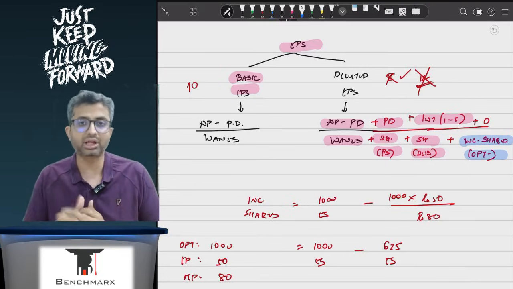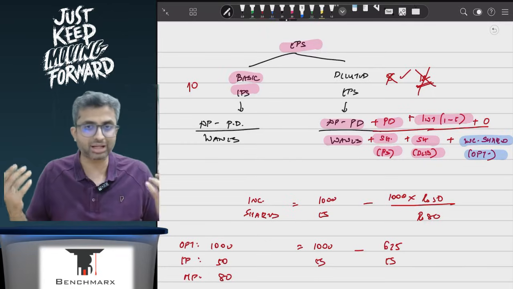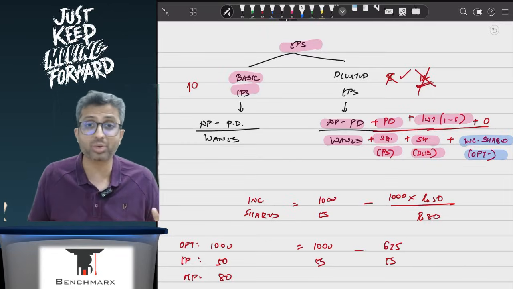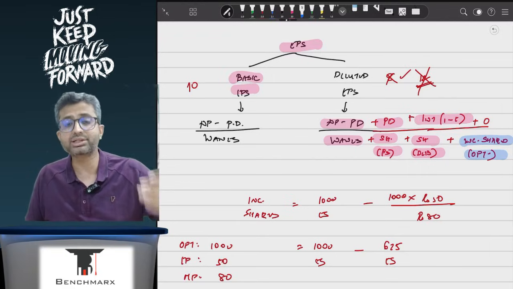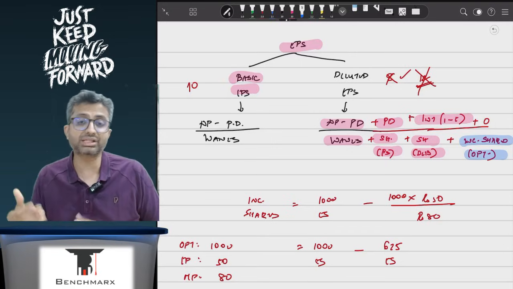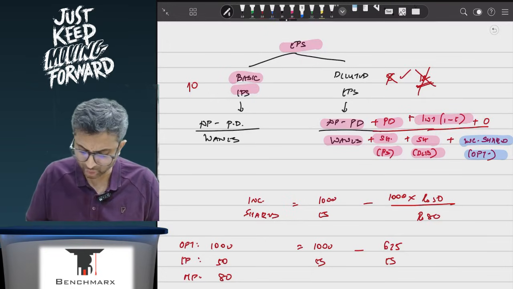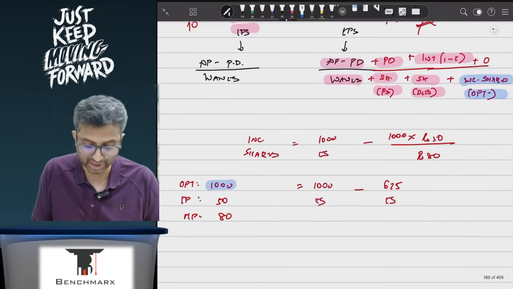However, when options get converted, then the holders will actually pay you money. This money can be used by the company to earn some profits. Now, I don't know how much profit the company can earn, and as a result, there's a treasury stock method which is recommended in order to find the number of shares to be adjusted for the purpose of diluted EPS.